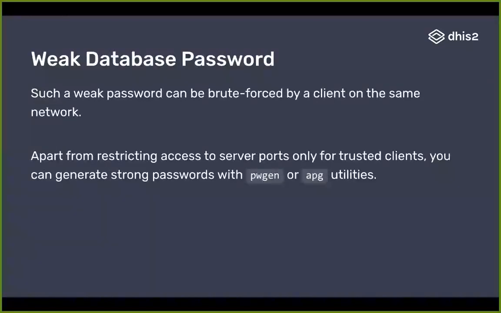Same applies to the weak database password. So if there's a chance that someone will connect to the database directly, we always need to ensure that the password is quite secure, because brute forcing the password on the database is typically much easier, and nobody thinks about this from day one.